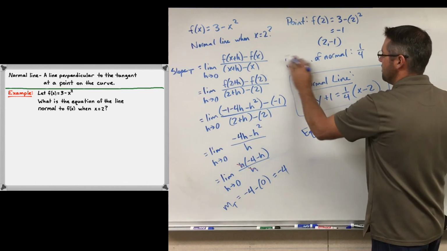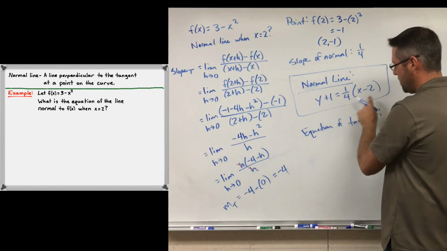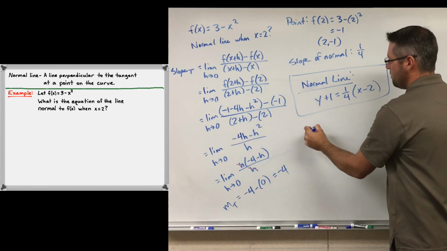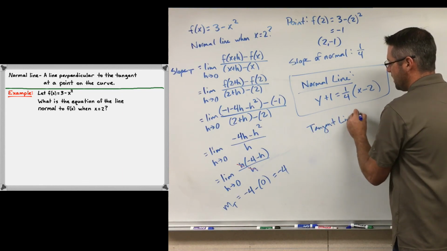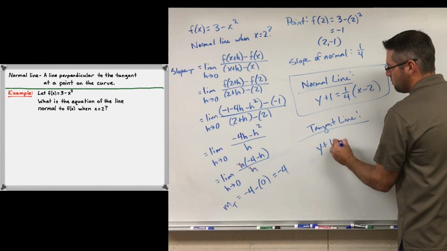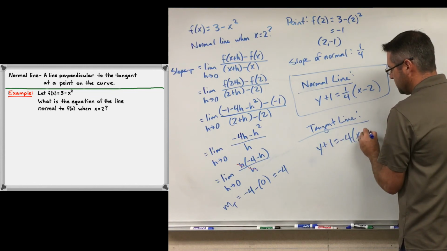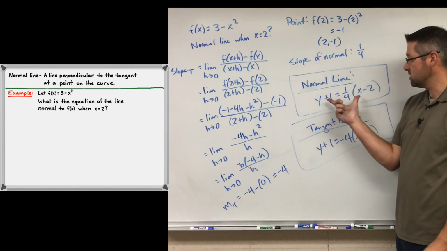Sorry, that is the slope of the normal line. What am I doing here? That is the slope of the normal line. The normal line's equation is that. And so then we would say the tangent line is the same thing except our slope's different. So it would be y plus 1 equals negative 4 times (x minus 2). Okay? But I was asking for the normal line in this case, so this is my answer.